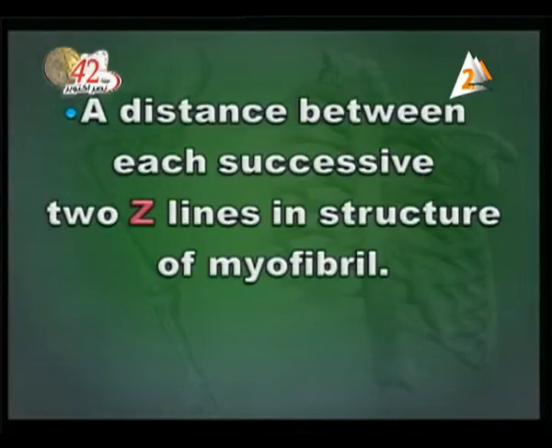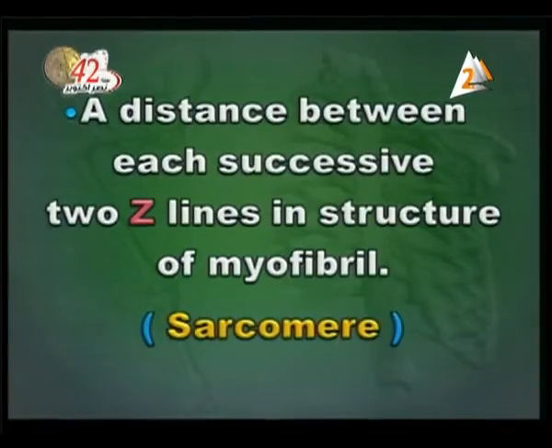A distance between each successive two Z lines in the structure of myofibril. Of course, the name of a distance between each successive two Z lines in the structure of myofibril is called sarcomere.